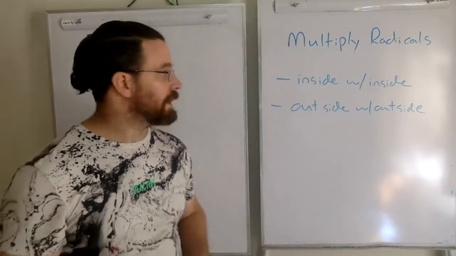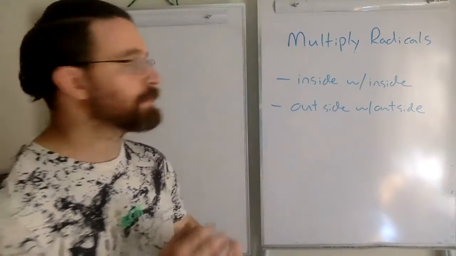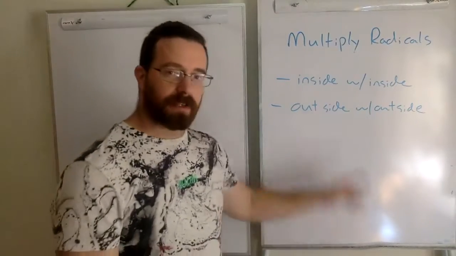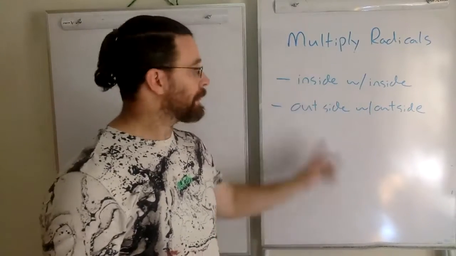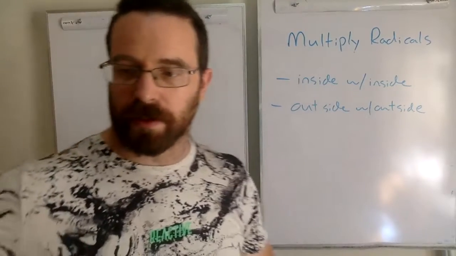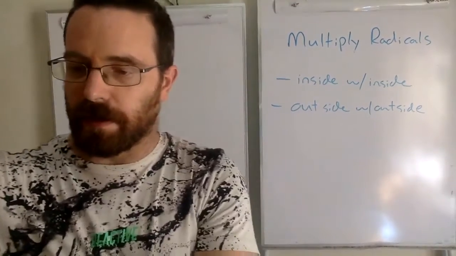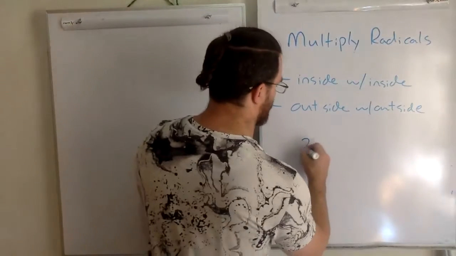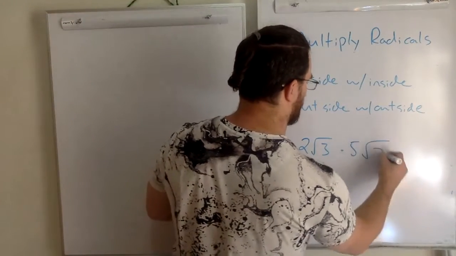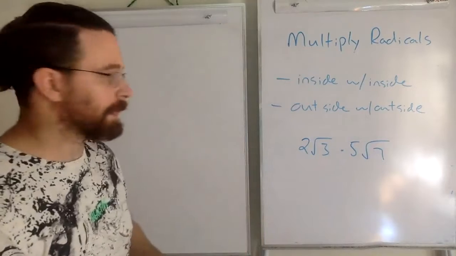So the lesson for today is going to be multiplying radicals. So two simple rules to remember. You multiply radicals inside with inside, outside with outside. So what we mean by that, I'll give you a quick example here. If I had something such as 2 radical 3 times 5 radical 7.